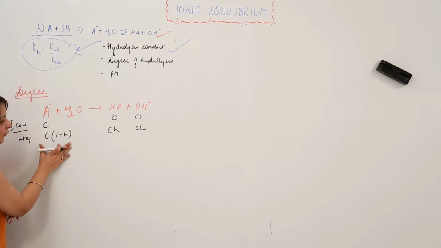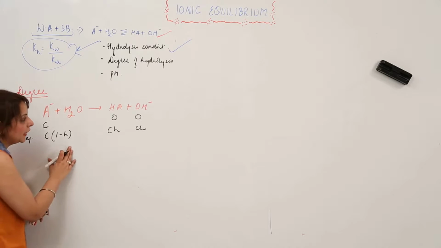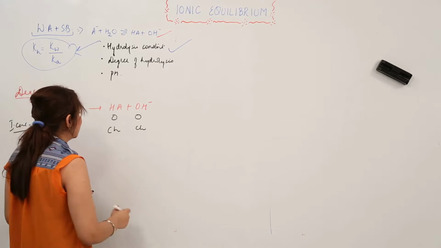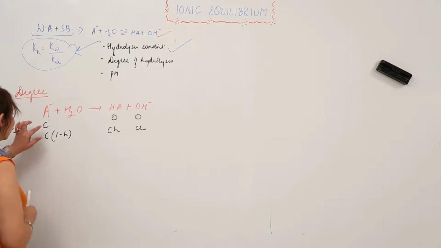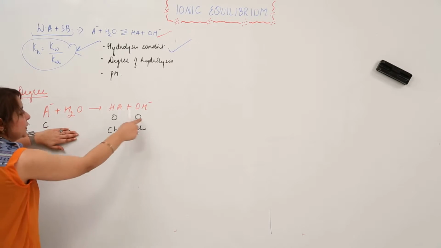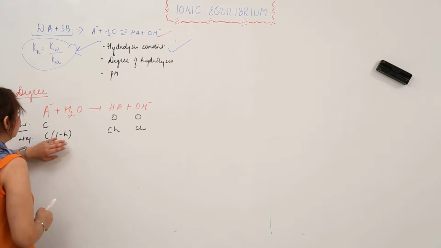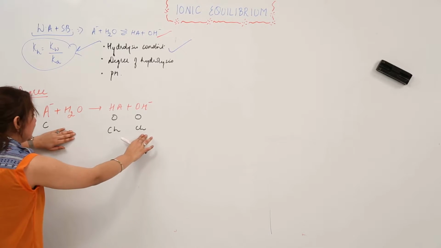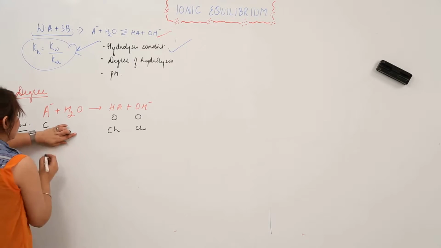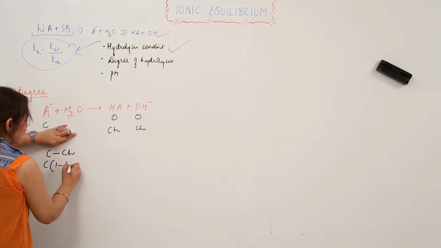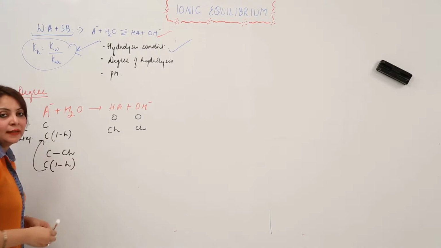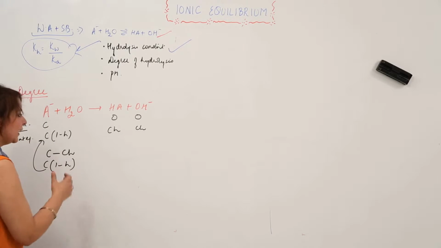Where the C(1 − h) came from, I think you remember from the equilibrium constant expression as well. Suppose the concentration of A⁻ is C and the products are 0 and 0, but with passage of time they form Ch and Ch. That means we are left with C minus Ch, so I can write it this way also. I wrote it directly as C(1 − h).